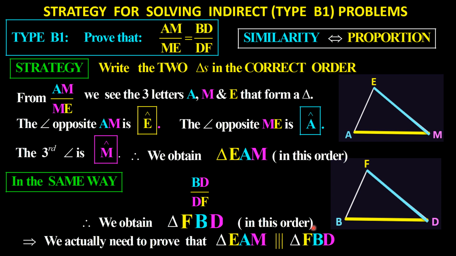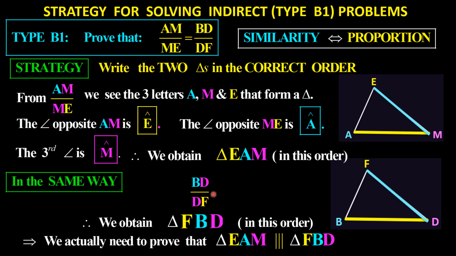Let's just go over this again. First of all, I take the proportion. So I take the one fraction, and from that one fraction I can see there are three letters. And once you have the three letters, there's an A, M, and an E. AM, so the third letter must be E. ME, the third letter must be A. And if I have an E and an A, the third letter is obviously M.